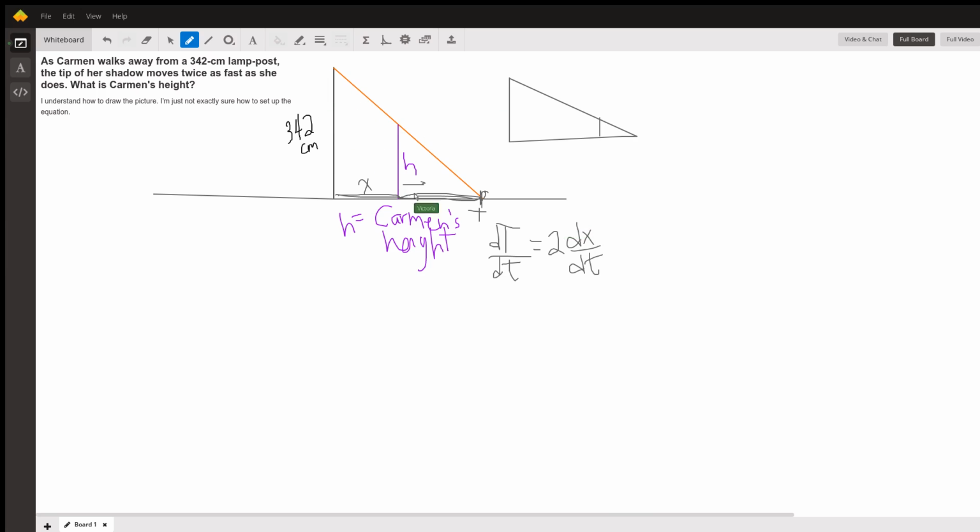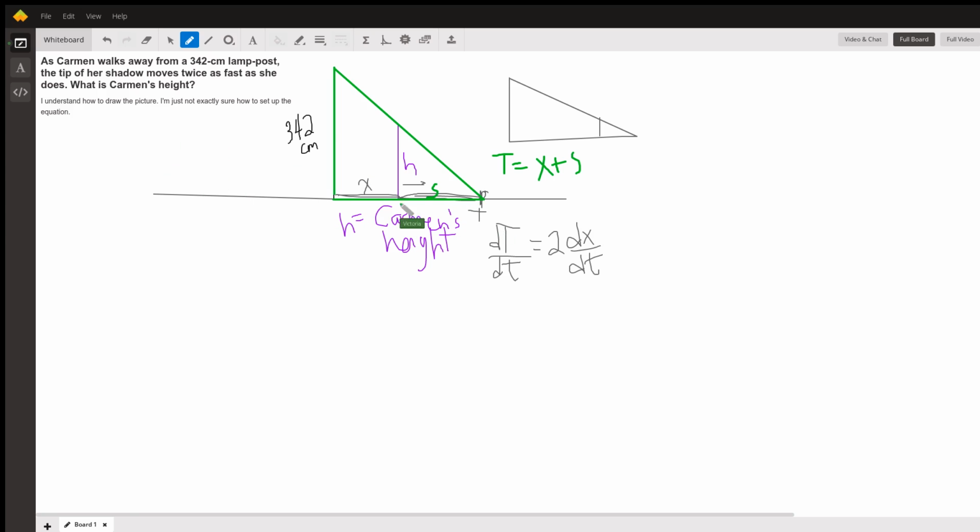You said you knew how to do this. The thing we need here are similar triangles. So if we look at this big outside triangle in green, then let's call this S, that's the shadow. So basically the tip of the shadow is at a distance which is x plus s all the time, right? It's the distance she is from the pole plus the length of her shadow.